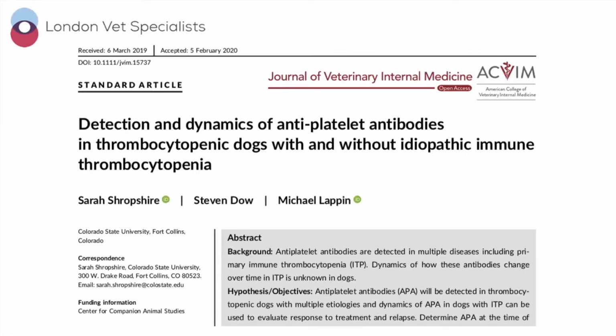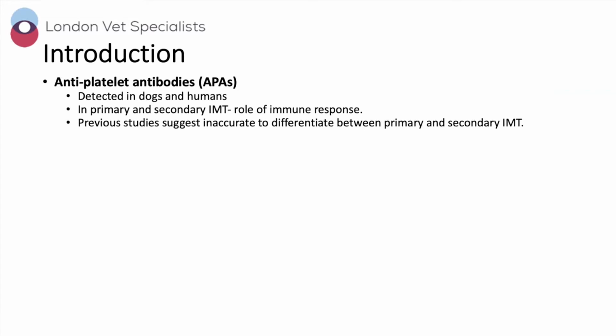So our first journal paper is on the detection and dynamics of anti-platelet antibodies in IMTP dogs, with primary and secondary immune-mediated thrombocytopenia. In the introduction, anti-platelet antibodies have been detected in both dogs and humans with and without IMTP, and also in primary and secondary IMTP. They suggest a role of the immune response in the pathology of IMTP. Previous studies have suggested that they're not a very accurate way to differentiate between primary and secondary forms of IMT.